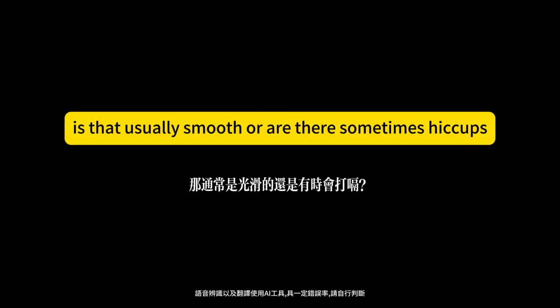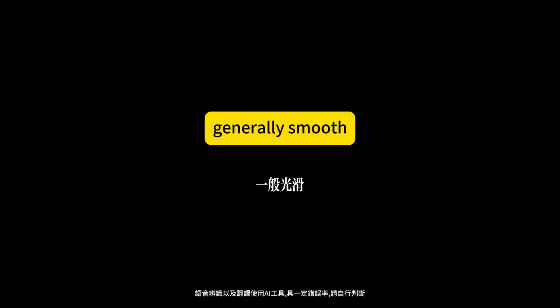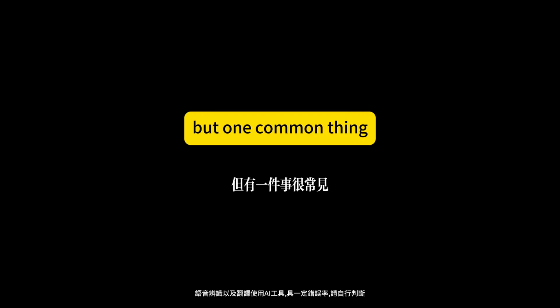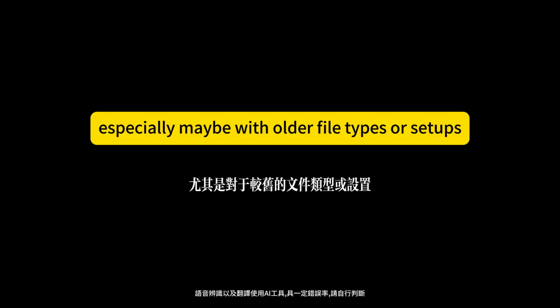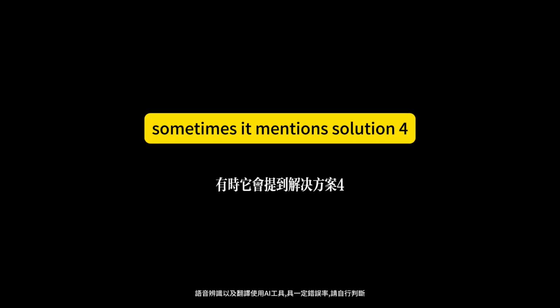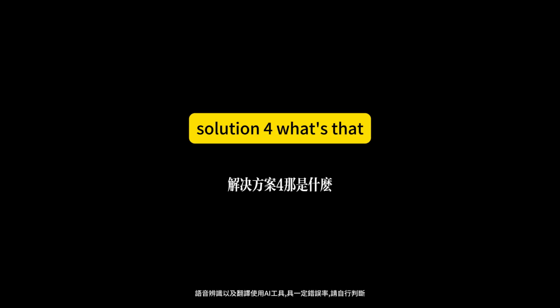Is that usually smooth, or are there sometimes hiccups? Generally smooth. But one common thing, especially maybe with older file types or setups, you might get an error. Sometimes it mentions solution 4 in the error message. Solution 4, what's that?